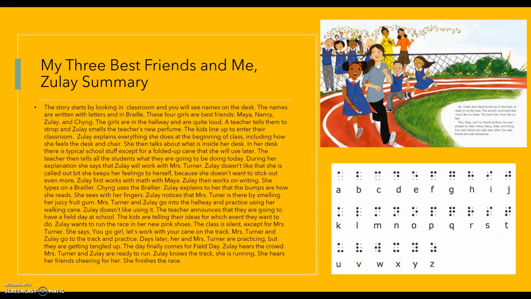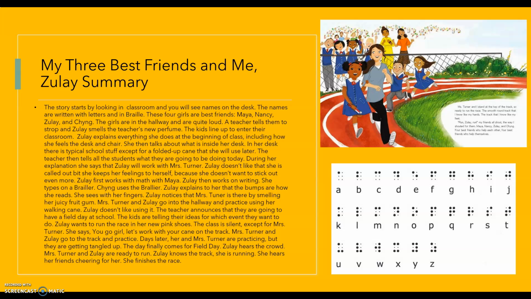Zule explains everything she does at the beginning of class, including how she can feel her desk and her chair. She then talks about what's inside of her desk. In her desk, there's typical school stuff except for a folded up cane that she'll use later. The teacher then tells the students what they are going to be doing today. During her explanations, she says that Zule will work with Miss Turner.